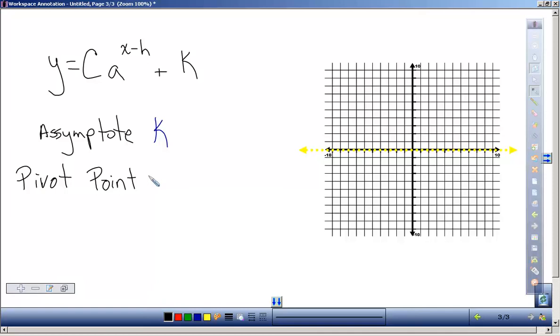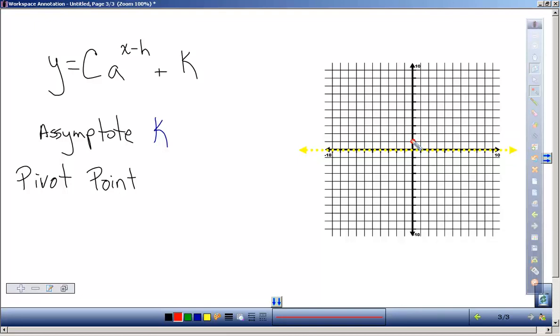Exponential graphs don't really have a vertex. A vertex is really where a graph turns around, stops going up and starts going down. That's what we mean by a vertex. Exponential graphs don't have a vertex. They do have a point, though, where they kind of change their direction, even if it is just a little bit, and that is the pivot point. The pivot point is where it stops being slow and it starts getting big, kind of thing.